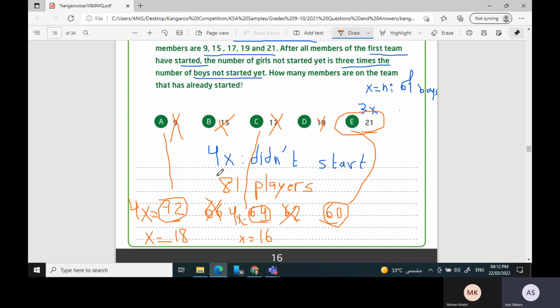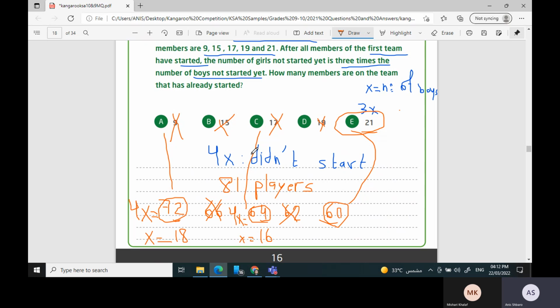Of course, it's divisible by 4. It's clear for us because 4 multiplied by any number is divisible by 4. There's a factor here. So directly I subtract. For example, suppose the first team consists of 9 members: 81 minus 9, I'll get 72. 81 minus 15 is 66, etc.